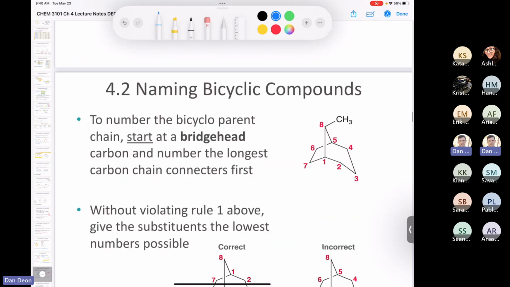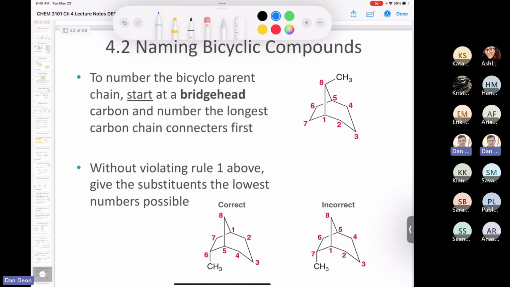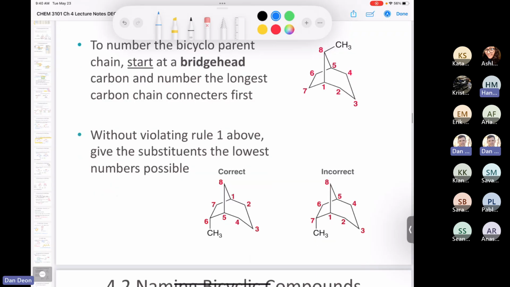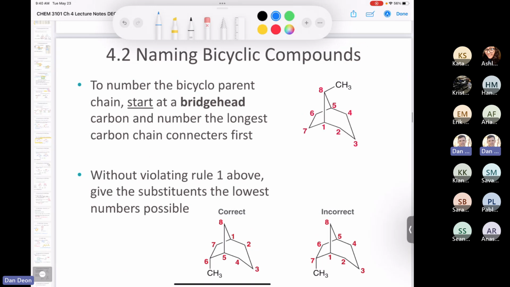All right, so you always start at a bridgehead carbon and number the longest chain first. So if we look at this example, you can see that we have 8 carbons in the bicyclic structure. You have a methyl group on carbon 8. But if you count the bridges, if carbons 5 and 1 are the bridgehead carbons, which they are, we have a 3-carbon bridge here. This is a 3-carbon bridge. Over here, we have a 2-carbon bridge. And then here, how many carbons are in this bridge? 1. There's 1 measly carbon in there.